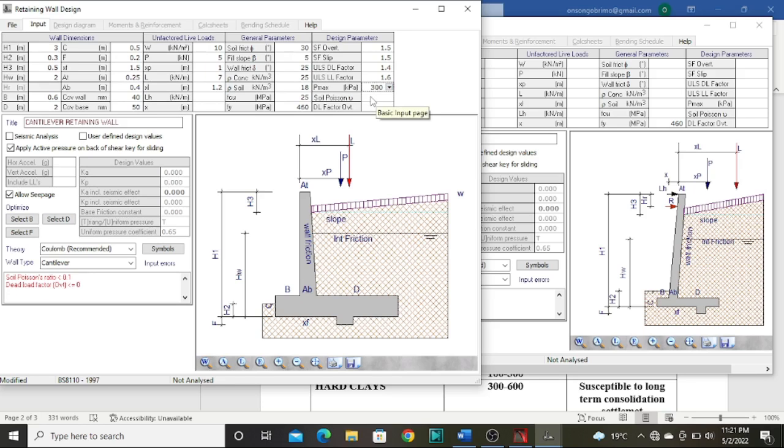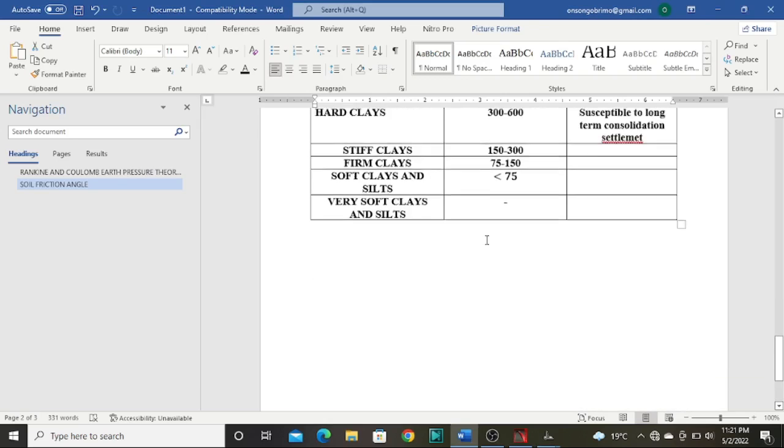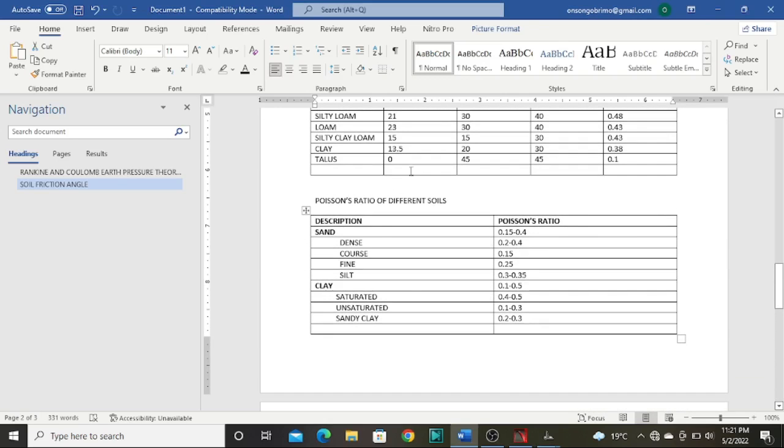There you go. The soil's Poisson's ratio, you also get it from the geotechnical investigation, but I have prepared these for this class, specifically for this class, and because it was sand, the Poisson's ratio is from 0.15 to 0.4, and this is how they are defined. So if I assume that I was using dense sand, I'm going to pick a value of 0.2.